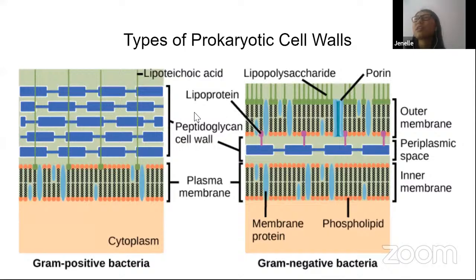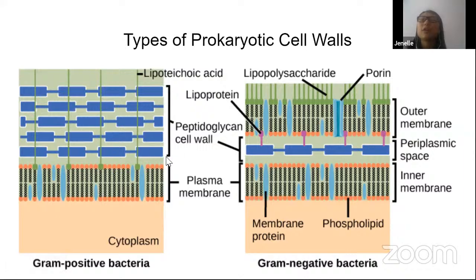Another thing I thought would be worth mentioning are the types of prokaryotic cell walls. Prokaryotic cells can also have cell walls surrounding their cell, on top of having a membrane. The two types of prokaryotic cell walls are usually the gram-positive ones or the gram-negative ones. As you can see in this diagram, they have a different composition past the plasma membrane, right?